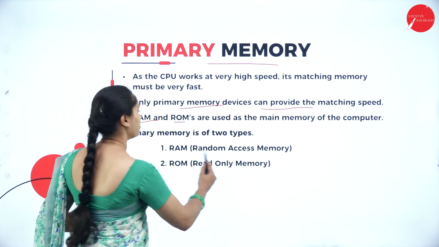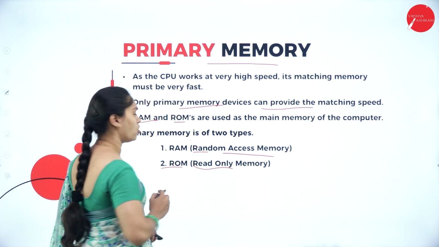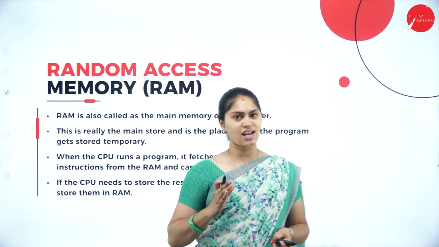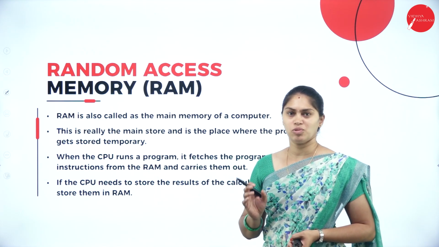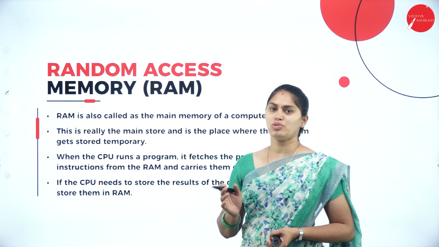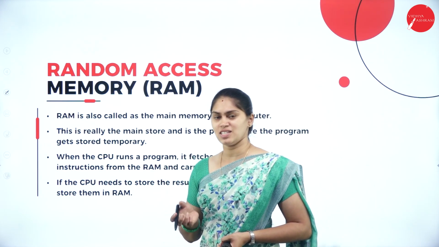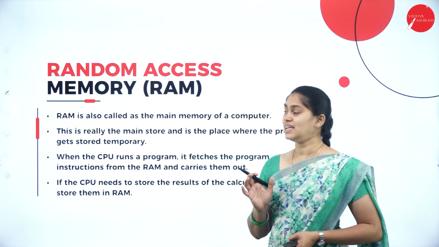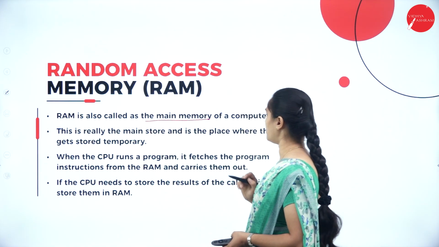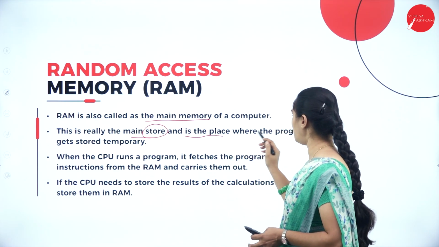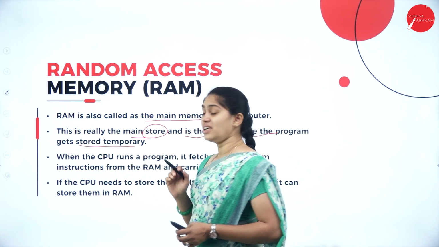RAM is random access memory and ROM is read-only memory. Now we'll see about RAM. RAM comes under primary memory, which is the main memory. The speed is very high and the cost is also expensive, but the storage capacity is limited. RAM is also called the main memory of a computer, and it is the place where the program gets stored temporarily.